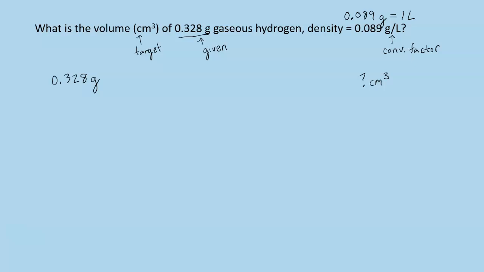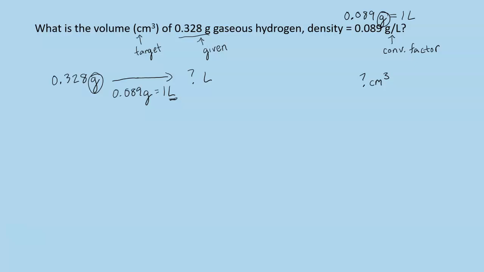Now, I look at the units in my conversion factor and see, do they match the given, the target, or neither? The unit that matches is the gram. The gram matches the given units of grams, so I'm going to use that conversion factor first. Underneath the arrow, I've got 0.089 grams per 1 liter. I know that's going to take me from grams to liters because the only other unit in that conversion factor was the liter. But the problem is that I need to somehow get now from a liter to a centimeter cubed.